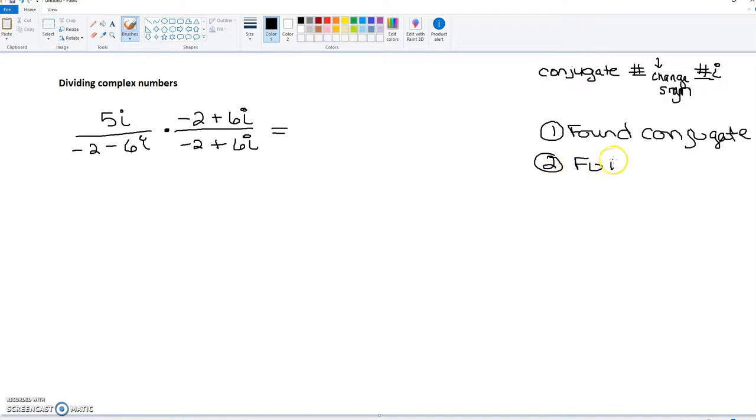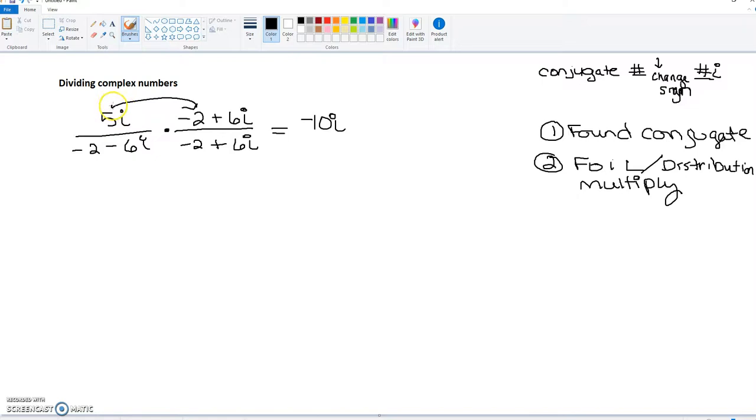So FOIL or distribution. I'm going to put multiply underneath here, so that we make sure that we understand what we're doing. So let's go ahead and multiply the top. So we've got 5i times a -2, which gets us -10i.